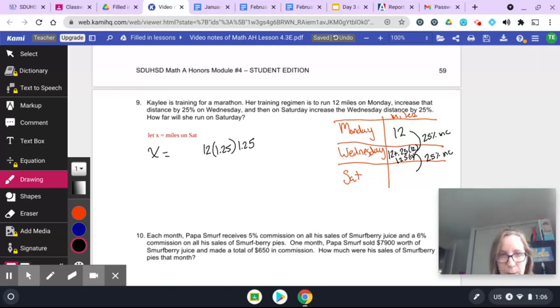So throw it in your calculator. Well, we know that 25% of 12 is 3. So first we're going to go 12 plus 3 is 15. And then we're going to go 25% of that. And we get 18.75. So on Saturday, she will be running 18.75 miles.